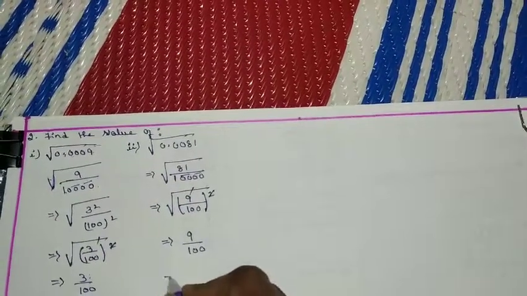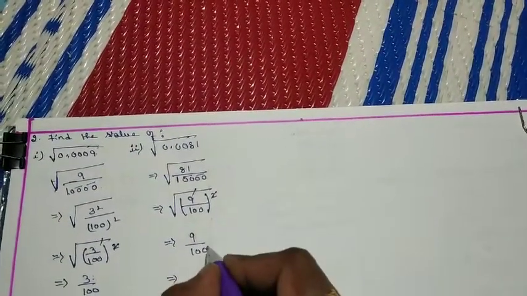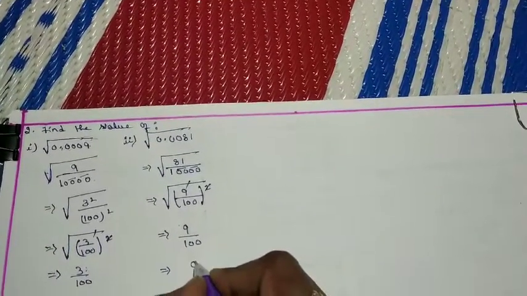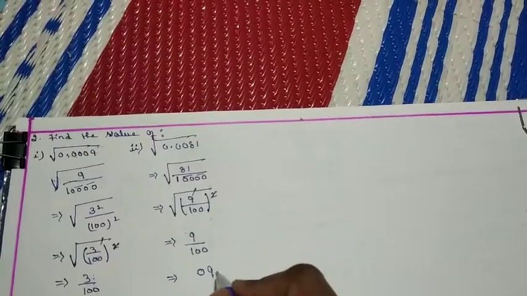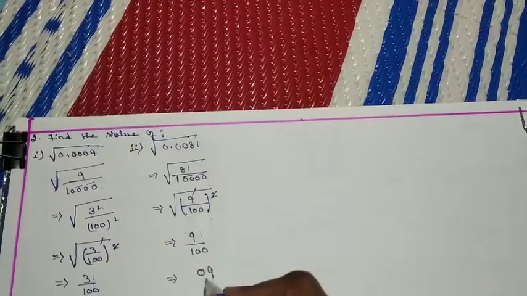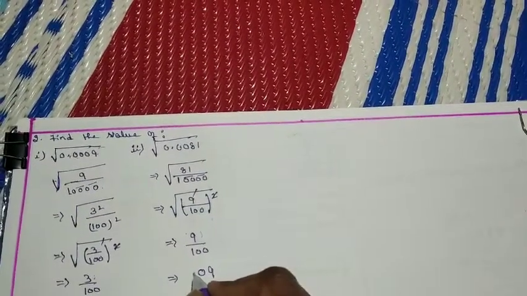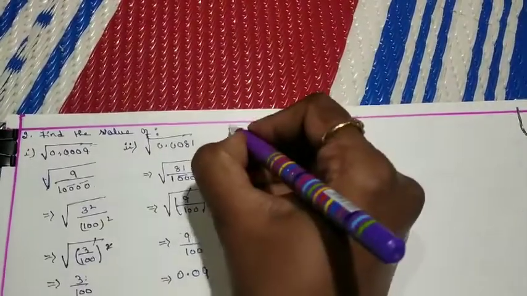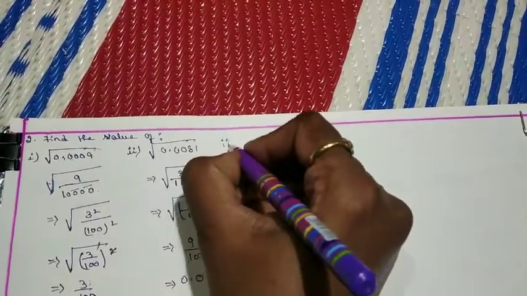Again we have 1 followed by 2 zeros in the denominator, means we should have 2 digits in the numerator. So I'll make it a 2 digit number as 09. Then shift the point from right to left after 2 digits, 1, 2. The point comes here. So the answer is 0.09.